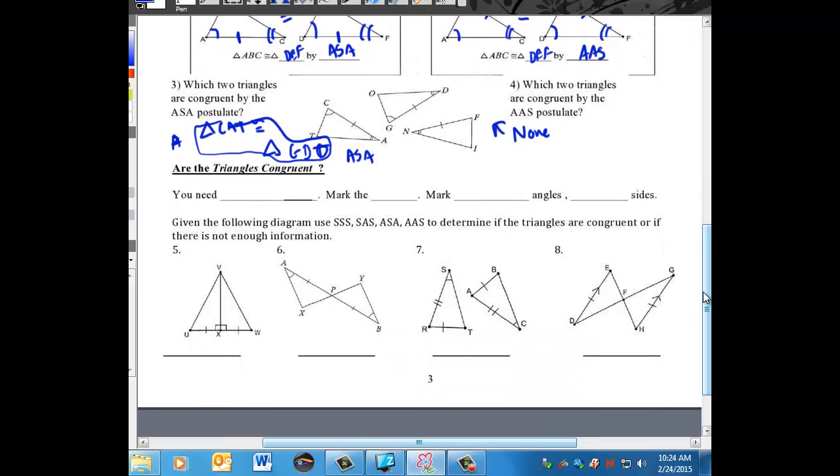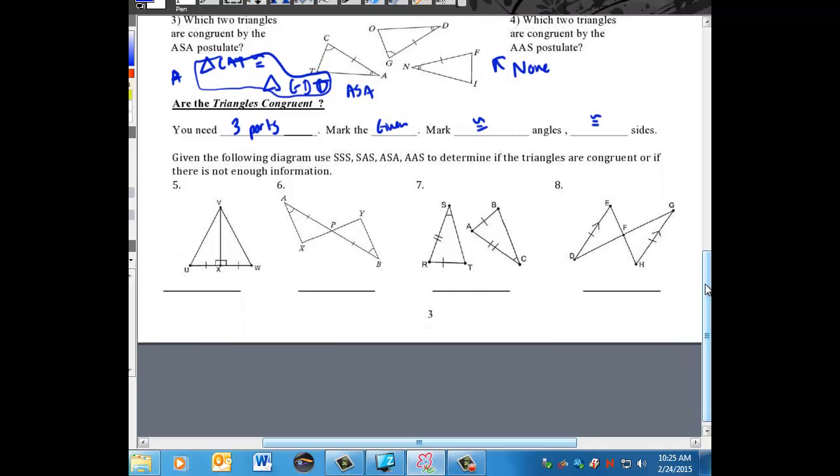Alright, are the triangles congruent? You need 3 parts. You want to mark the given, mark the congruent angles, and mark the congruent side. Now this is great practice for proof, so let's do a 2-column proof for all of these problems. It's not going to be fun, but it's great practice. So the challenge here is going to be to fit all this in, but we can do it.